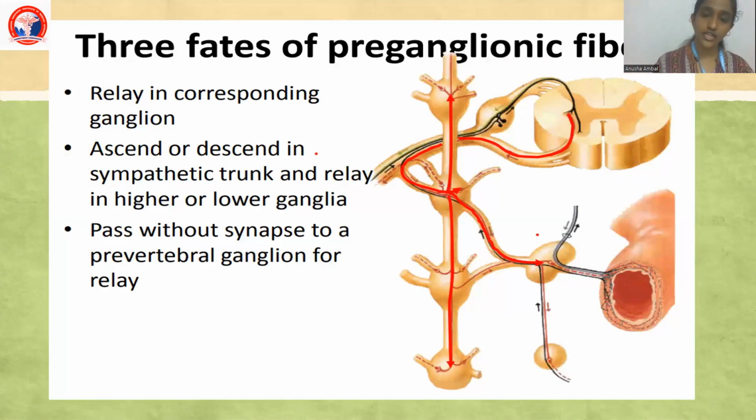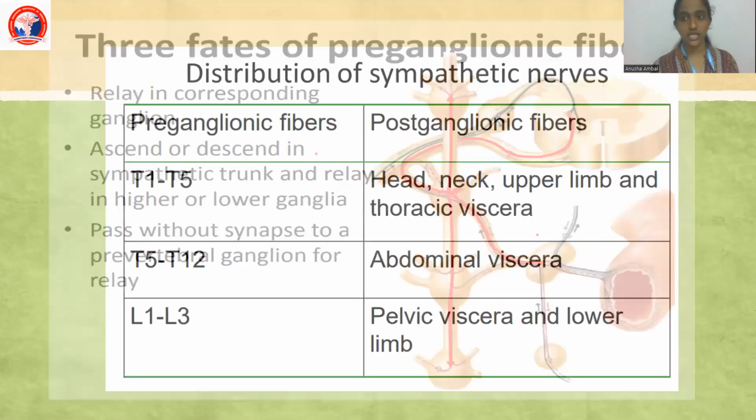Actually, the preganglionic fibers will come out of the spinal cord, or it can be the cranial nerves where it comes out of the brainstem. So sometimes they directly relay in the same level ganglia. Sometimes it can ascend or descend for a few levels. Then it can relay in that particular level ganglia. Or it can pass even without a synapse to a prevertebral ganglia. Like it can be either the paravertebral ganglia or a prevertebral ganglia that is used for the relaying purpose.